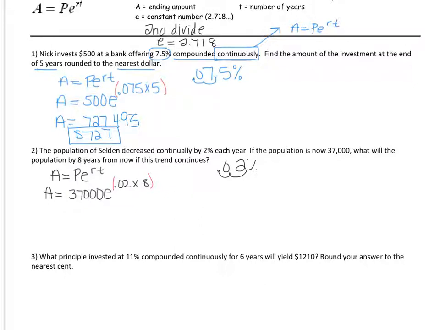Okay, so if you type this into the calculator, you should have gotten something around 43,419.90. But we're talking about the population of Selden decreasing continuously. But what happened here? We went from 37,000 to 43,000 approximately. So this looks like the trend increased instead of decreasing. So there's something wrong with our formula here.